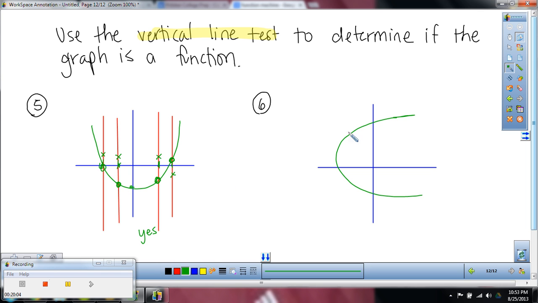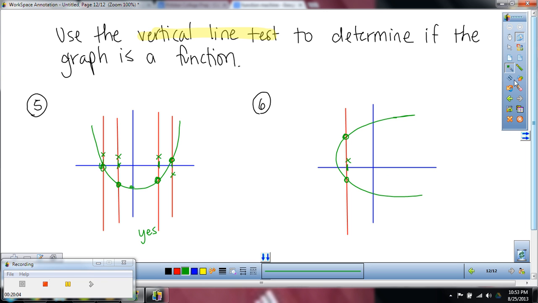Now let's test it over here. So I have my vertical line, and I'm saying for this x, I should only be getting 1 y. My one input should be giving me one output, but what am I seeing? This vertical line is touching in 2 places. So my one input is giving me 2 outputs. We know that can't happen, right?